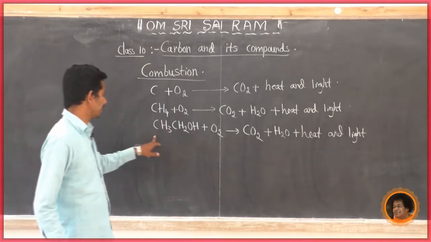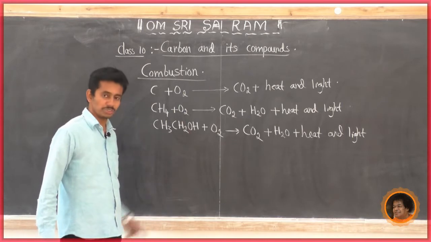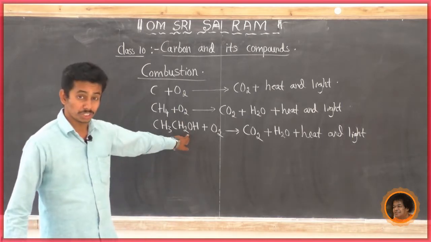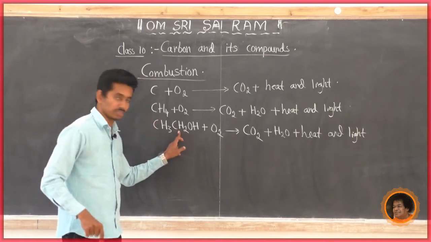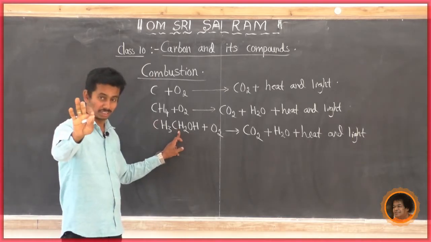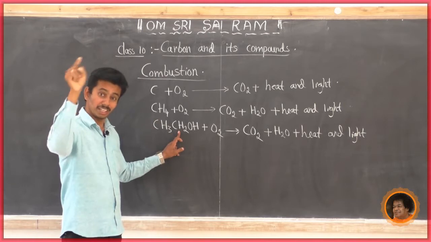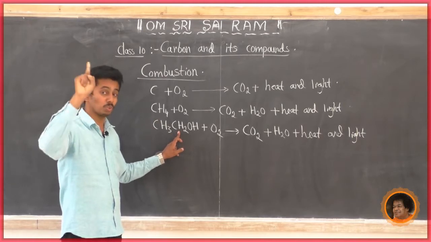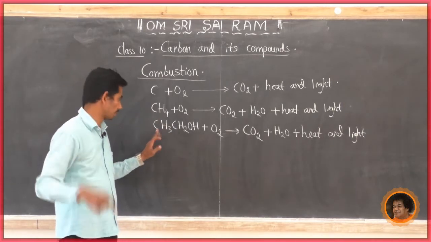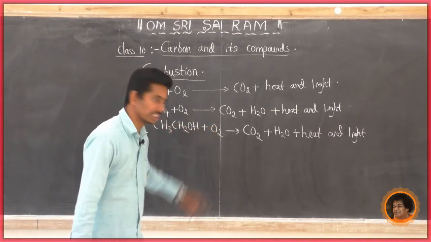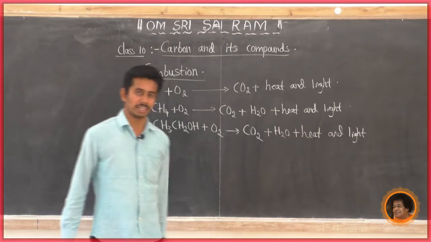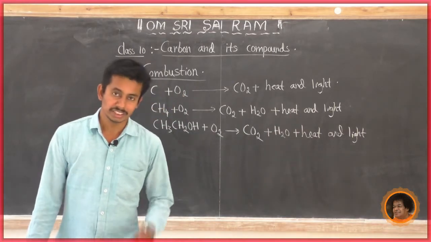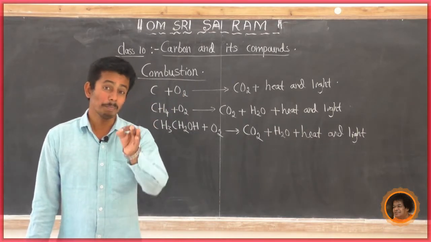Another reaction, CH3CH2OH. The functional group is OH, so it is an alcohol. Then how many carbons? 2 carbons. So it is an alcohol, ending with the suffix OL, so it is ethanol. Ethanol burns in oxygen and produces carbon dioxide, water, heat and light. This is an example of complete combustion.